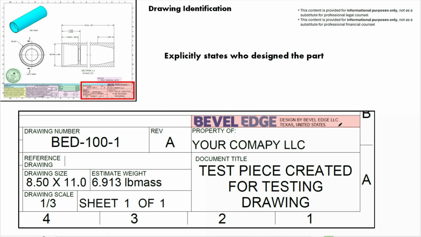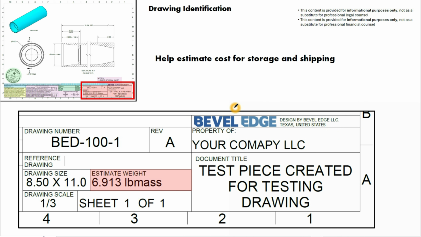Now, we here at Bevel Edge are proud of the design that we do, so we put our name on the drawing and identify ourselves. That way, if there are issues, if you cannot get into contact with the owner, you can reach out to us and we will help clarify information. Since we are proud of the work that we do, we explicitly state who it's designed by and help share some of the responsibility with the owner of the drawing.